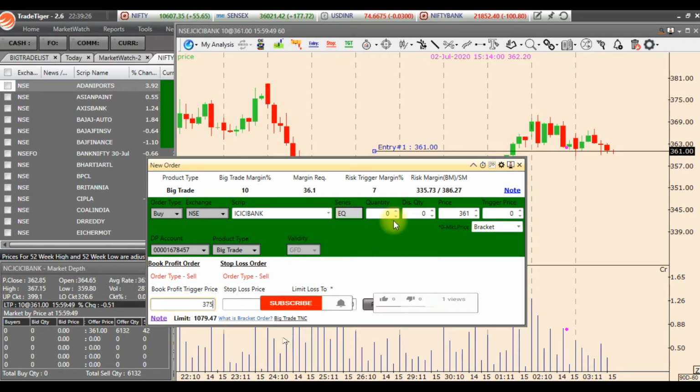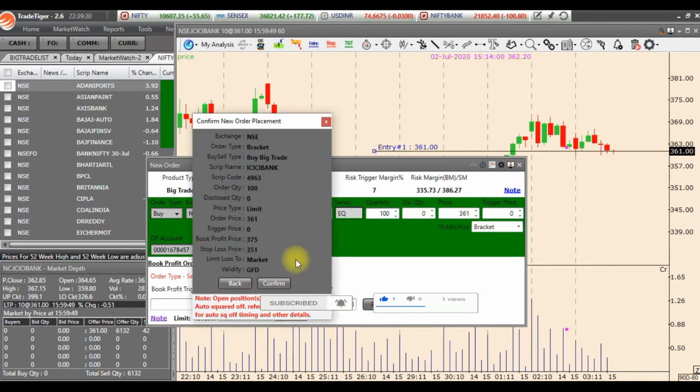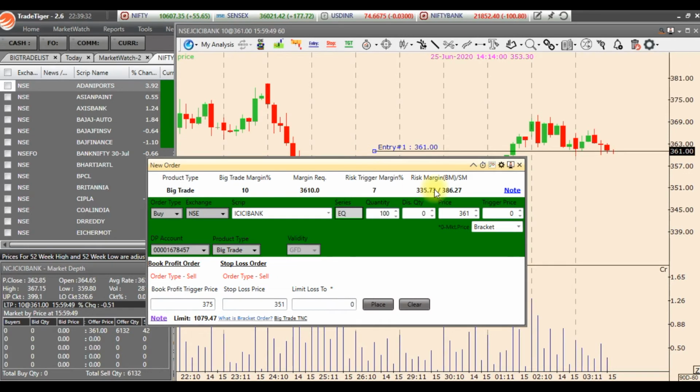And then you mention the quantities and press the place button. Okay, this is how you can place it. For example, if you want to buy immediately at market, you just make it market, make the price 0 and place it. Okay guys, so this is a bracket order at market. If you want to buy at a limit, you can mention the price.